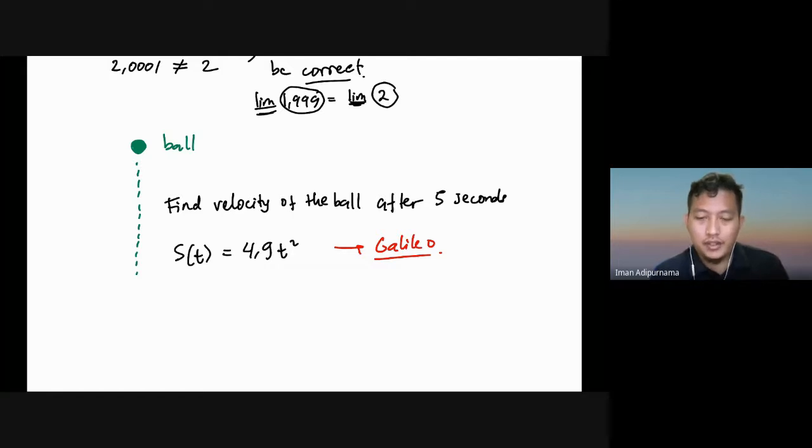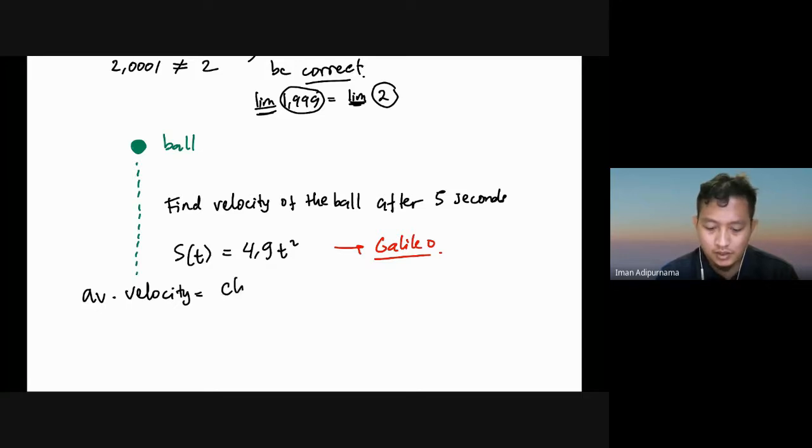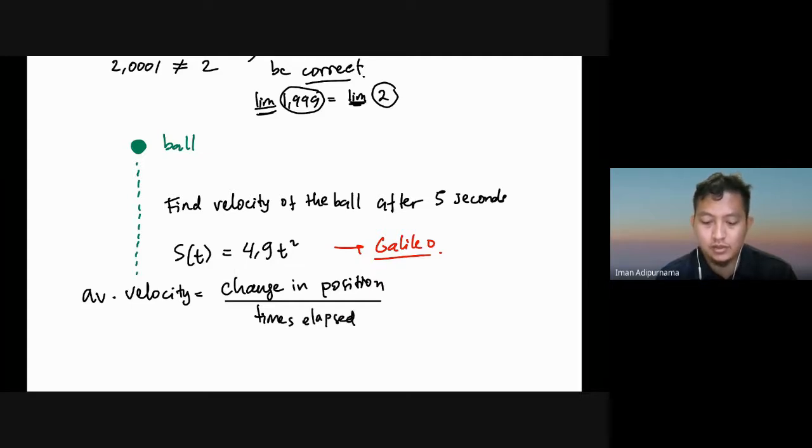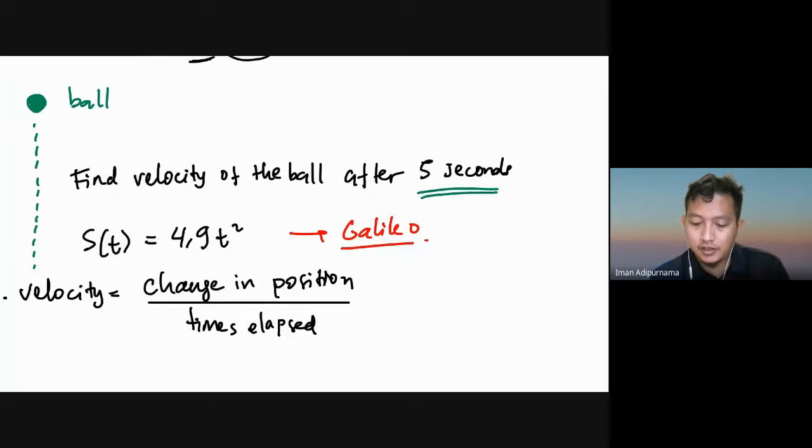How do you find the velocity? You remember the average velocity is the change in position divided by the time elapsed. But the time is just 5 seconds. We need to know the time interval.